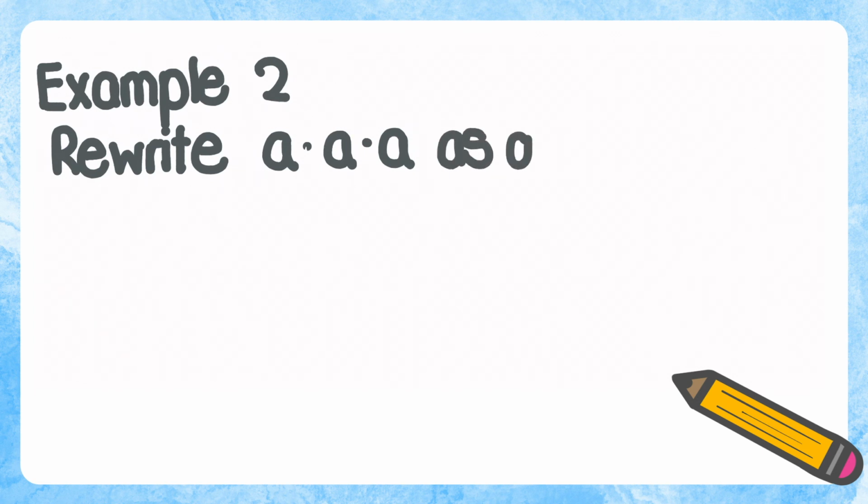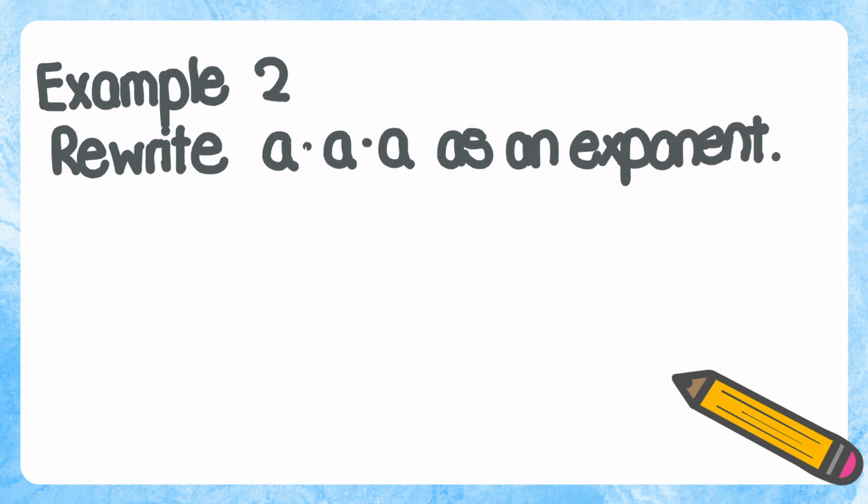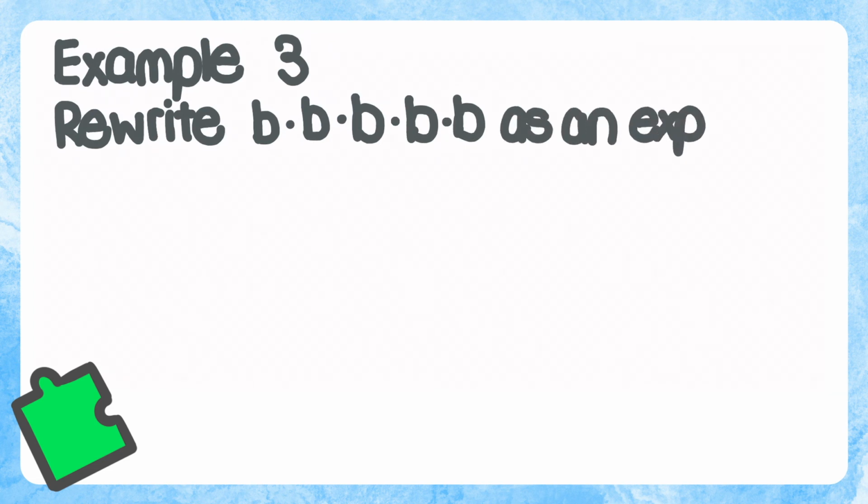For our second example, let's rewrite a times a times a as an exponent. Remember, a is a variable. It repeats 3 times, so we have a to the power of 3. So on Edpuzzle, please rewrite the following expression as an exponent.